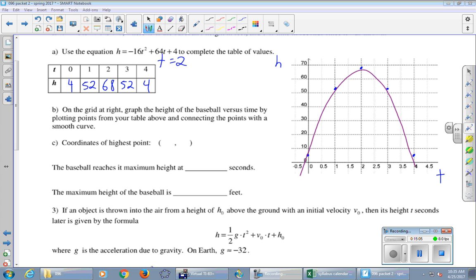Let's fill in part C. Coordinates of the highest point, what are they on this parabola? I think I missed a couple of them. What are the coordinates of the highest point? 2 and 68, right?